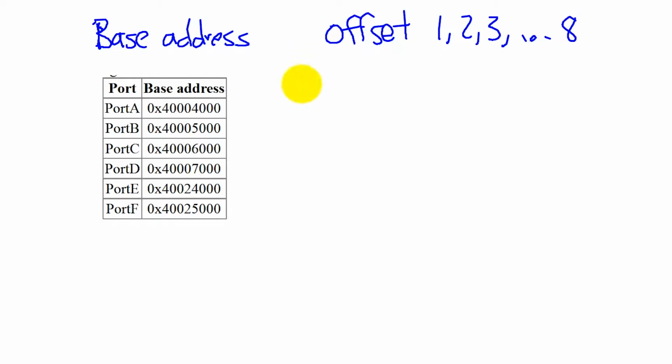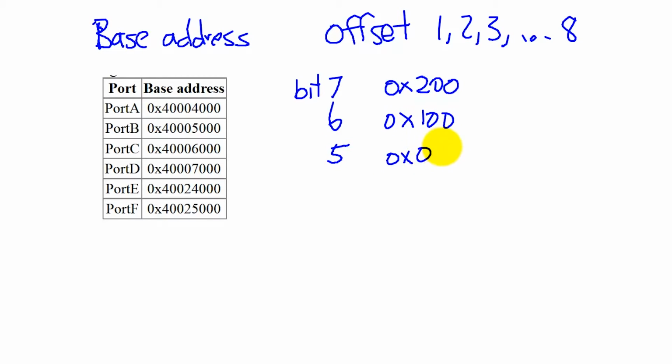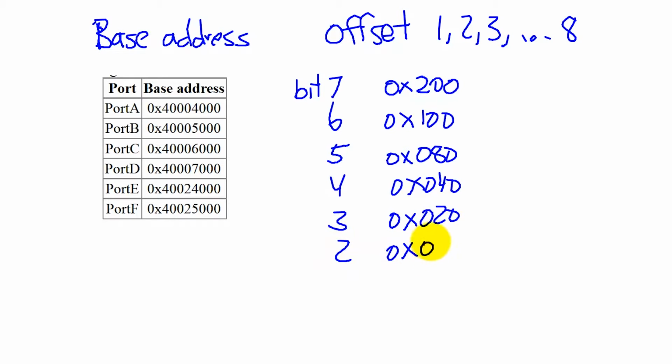When I want to access bit 7, I'm going to add the offset of 0x200. Bit 6 is 0x100. Bit 5 is 0x080. Bit 4 is 0x040. Bit 3 is 0x020. Bit 2 is 0x010. Bit 1 is 0x008. And bit 0 is 0x004.